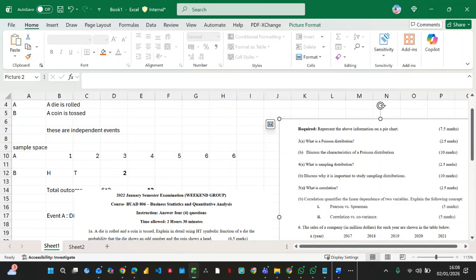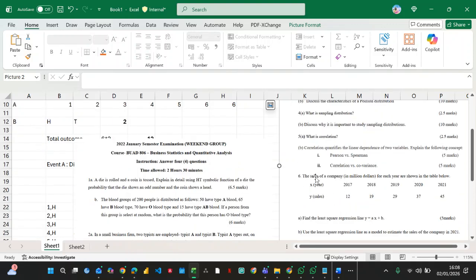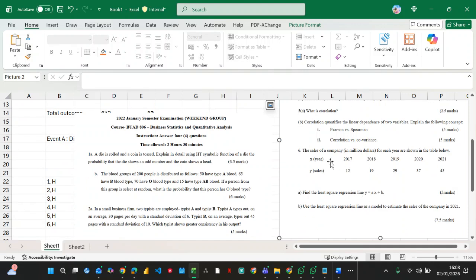The next thing we need to do is our xy. So what's our xy? xy is x times y. So 1 times 12 gives us 12. And 2 times 19 is what? 38. That should be 38. Then 3 times 29 is what?